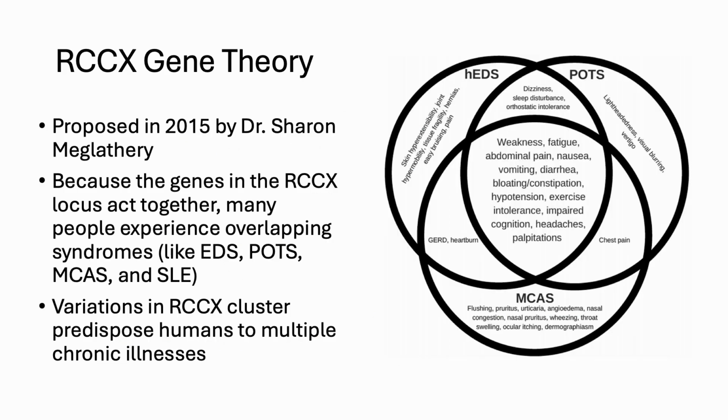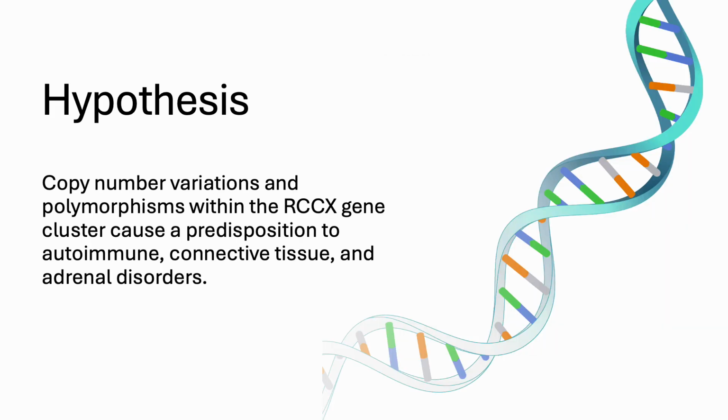The RCCX gene theory was first proposed in 2015, and it states that because the genes in the RCCX gene cluster act together, many people experience overlapping syndrome. This supports the idea that variation in the gene cluster lead to a predisposition of chronic illness. The hypothesis states that both copy number variations and polymorphisms in the RCCX gene cluster lead to a predisposition to autoimmune connective tissue and adrenal disorders.